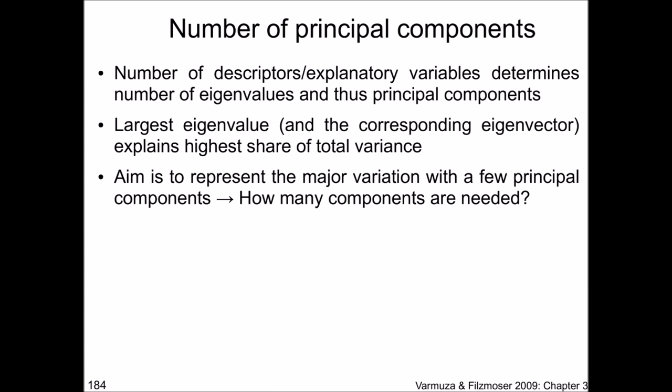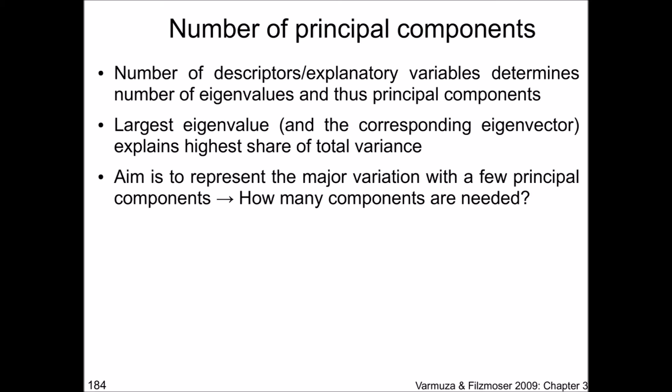So how many principal components do we typically have? We've already discussed that this depends on the number of descriptors or explanatory variables, whatever you have in your data set, and this will yield the number of eigenvalues and thus principal components. So the largest eigenvalue and the corresponding eigenvector explain the highest share of total variance, and that will typically be the first axis or the first component.